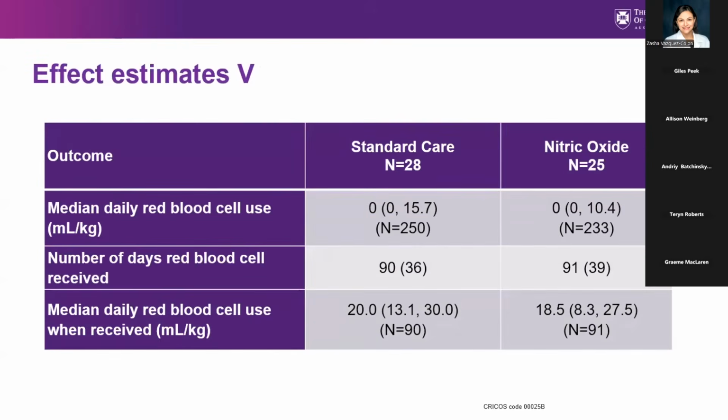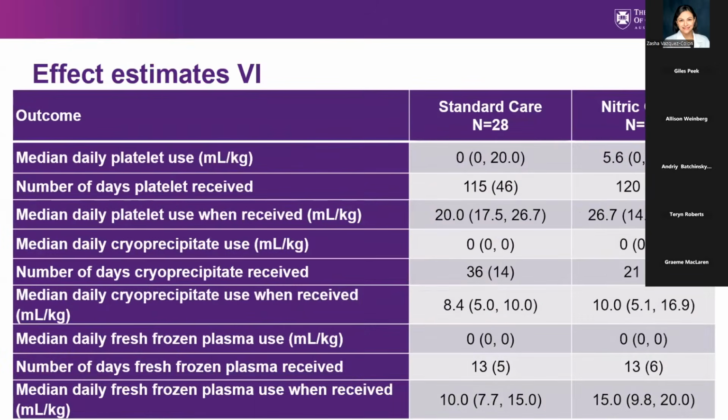And then we drilled down into that a bit further, and we looked at the median daily red blood cell use in mils per kilo. Because it doesn't make sense to do it per day, we then looked at how many days red blood cells were actually given, and that was in 30% of days. And then how much did we actually give? 20 mils per kilo, which I guess is the recommendation that you would give these days.